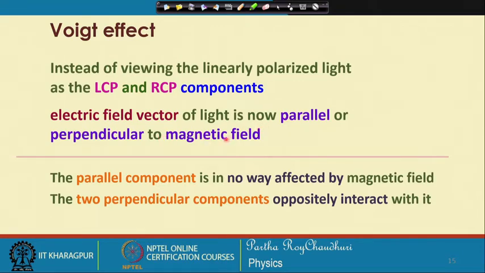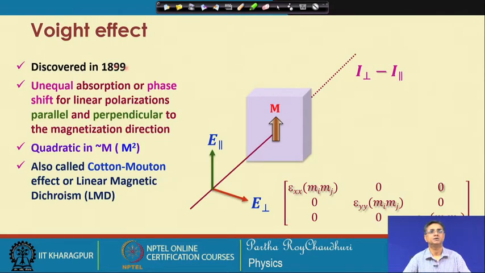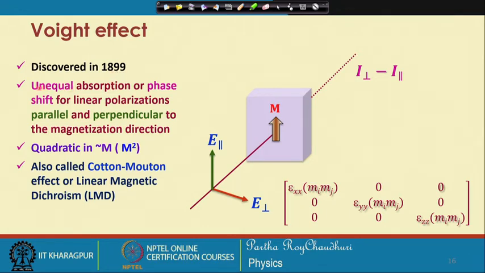magnetic field. The parallel component is in no way affected by the magnetic field, as you know that the electric field which is parallel to the magnetic field will not affect this, whereas the cross magnetic and electric field, that is the two perpendicular components, will oppositely interact. So, this effect was discovered later, in 1899. The unequal absorption or phase shift of the linear polarizations which are parallel and perpendicular to the magnetization direction.